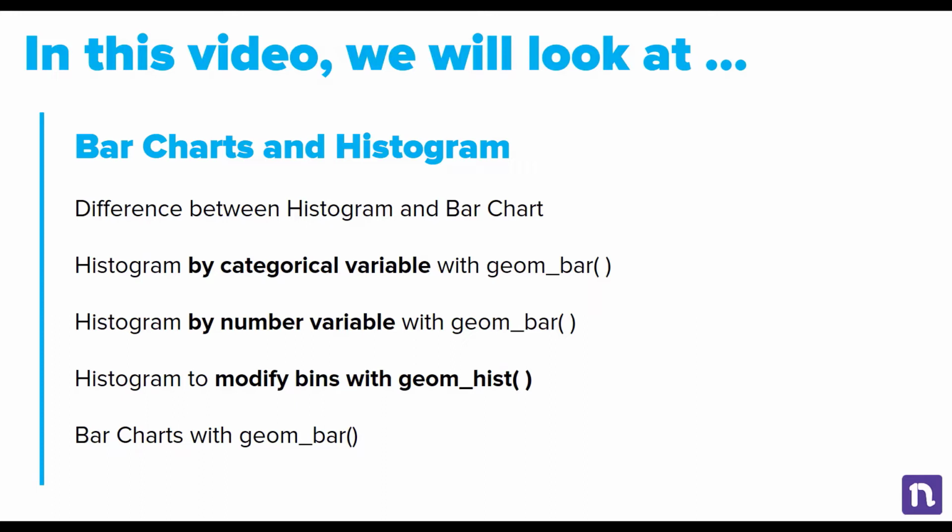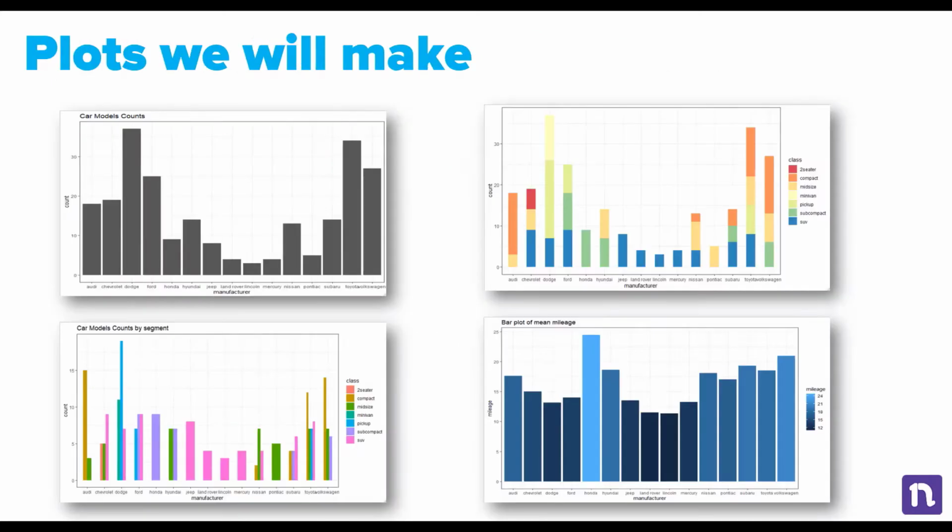We will first understand the difference and then look at three different ways of creating histogram, followed by creating bar charts using geom_bar. So by the end of this video, you would have created plots that look like this. Let's go to the R code.